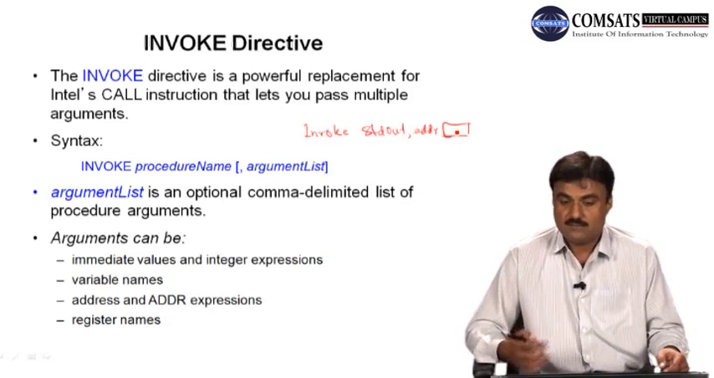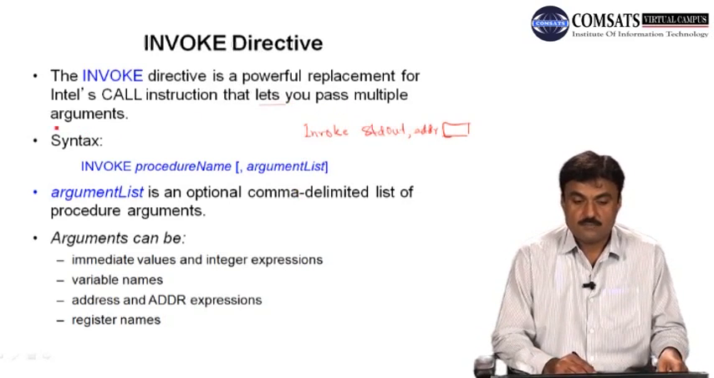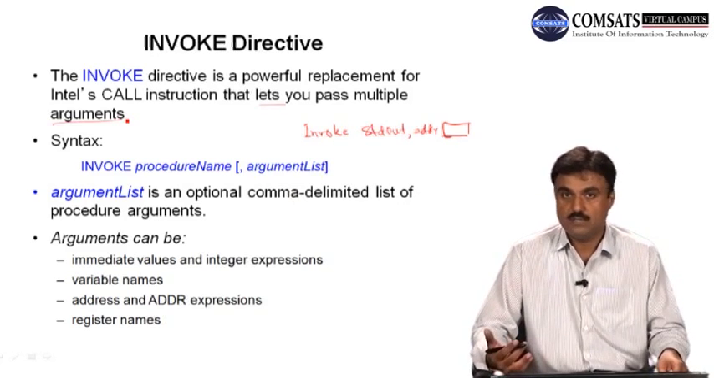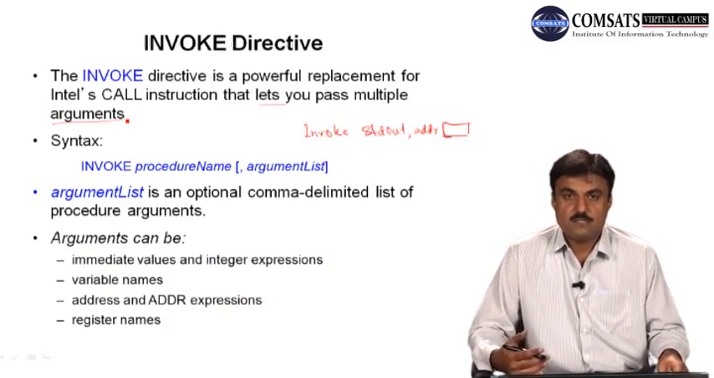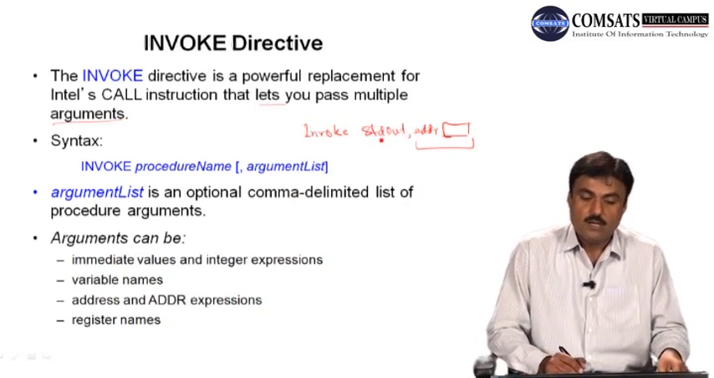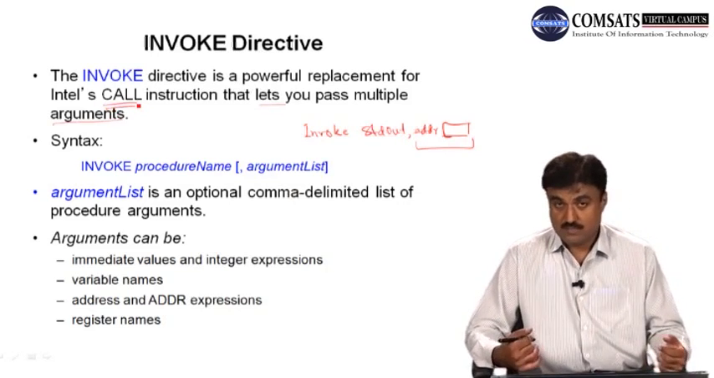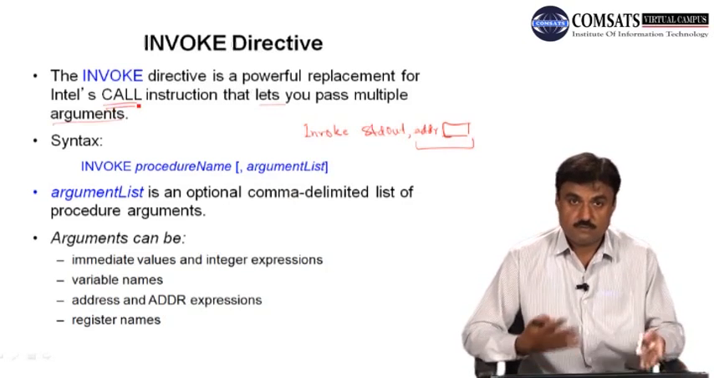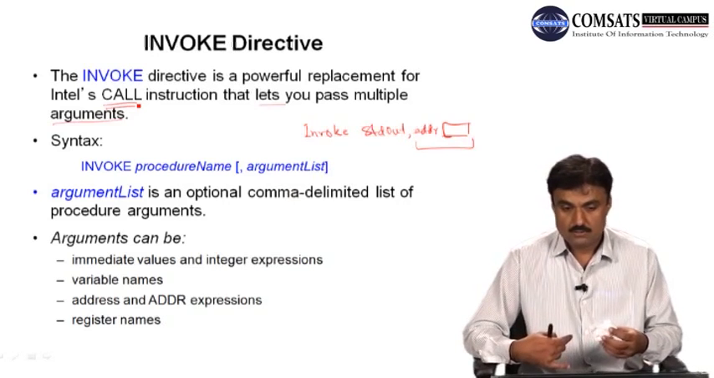The invoke directive lets you pass multiple arguments. That gives you the ease to pass these parameters and arguments when you are calling a procedure. Here you can see this is one parameter that you are passing when you are calling stdout. With the call instruction, you cannot pass arguments directly. If you want to pass arguments, first you have to push all those arguments inside the stack, and then you can use the call instruction.